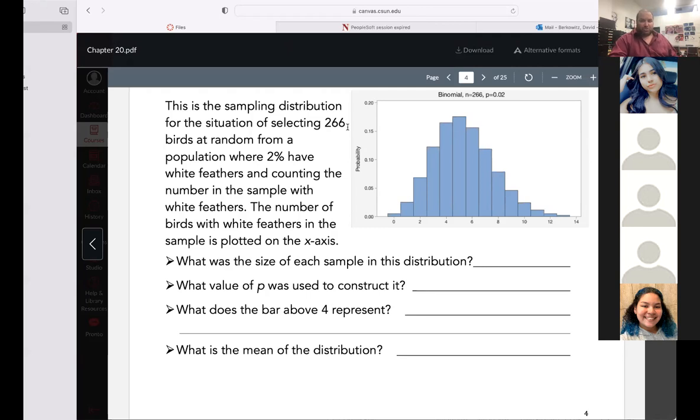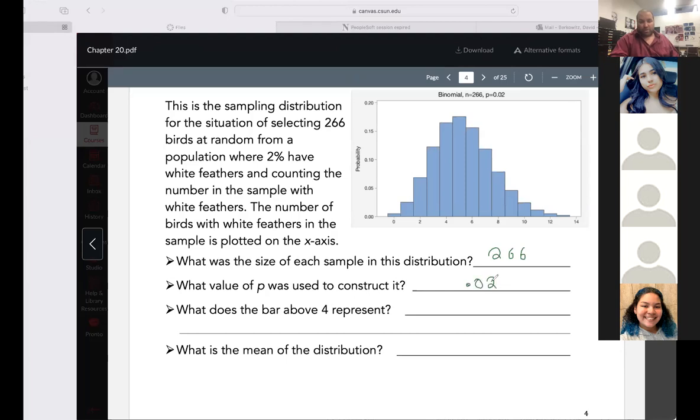So this is a sampling distribution for this situation of picking 266 at a time. What was the size of each sample in this particular distribution? Every one of them was 266. Every single one of them was size 266. What value of P was used to construct it? 5.32. Sorry, not P. P was 0.02.